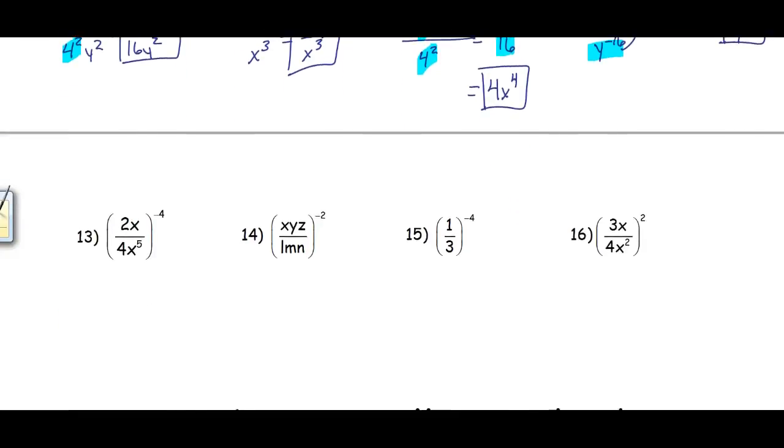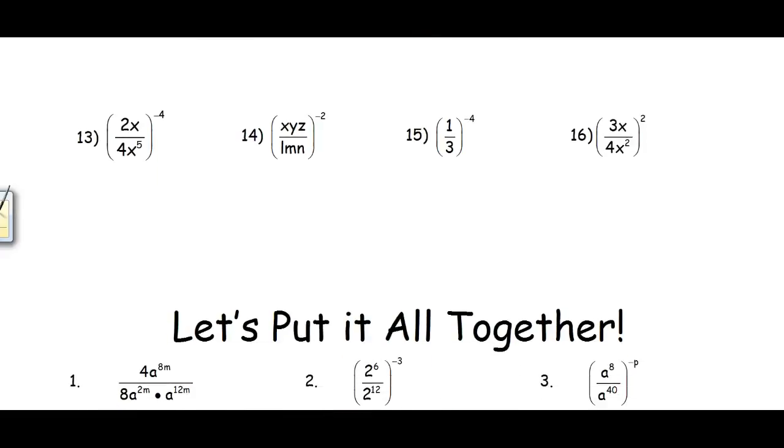Okay, 13. You have the negative 4, you have to multiply it by everything on the inside. Okay, so the 2 gets it, the x gets it, the 4 gets it, and the x gets it. So 2 to the negative 4th power times x to the negative 4th power over 4 to the negative 4th power x to the negative 20th power.